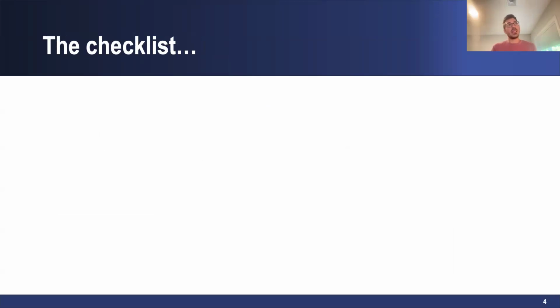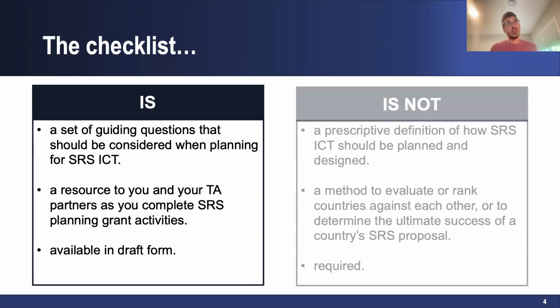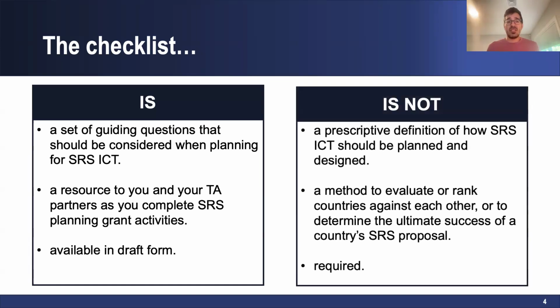So the checklist is, in summary, really a set of guiding questions that should be considered when planning for SRS ICT. It's an entire resource available to you and your TA partners as you complete SRS planning grant activities, and it's currently available in draft form. It is not a prescriptive definition of how SRS ICT should be planned and designed. We're not saying anywhere in the checklist, you must have a system that does this, and it must be built on a Python back end, and it must integrate with all of these other things. We're not saying that.